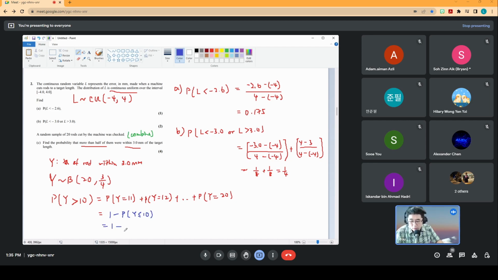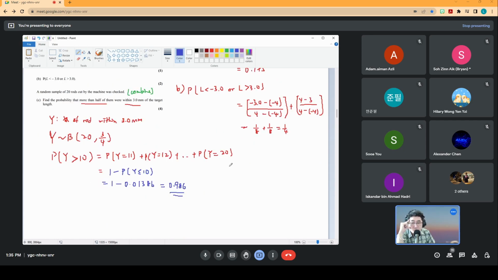Okay, so then press the calculator. Tell me what number you get. 0.01386. Then you subtract it, and you get 0.986. That's your answer. That will be how you do it. So the thing will be, are you able to do the calculations? Get it?